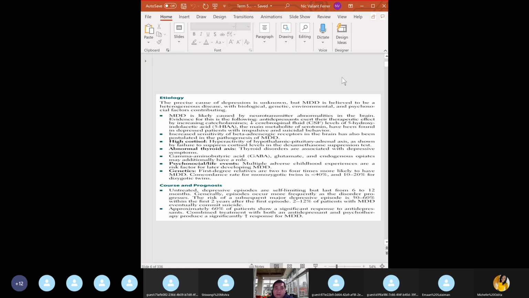They also have an abnormal thyroid axis. So thyroid disorders are associated with your depressive symptoms. Some research suggests that GABA, glutamate, and others play a role. Multiple adverse childhood experiences, some child abuse, sexual abuse, are a major risk factor for later developing MDD. In terms of genetics, first-degree relatives are 2 to 4 times more likely to have MDD. The concordance ratio is about 40% for monozygotic, and for dizygotic, it's 10 to 20%.